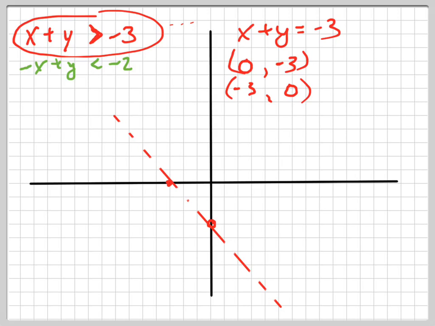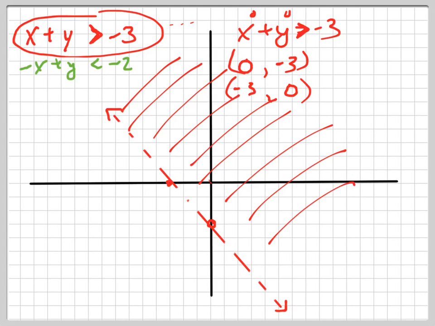And now the last thing I have to do is figure out which direction to shade it. It's either going to be shaded on everything above that line and to the right, or everything below it and to the left. The way to test it is to use a test point. I'm going to use (0, 0), which is clearly on one side of the graph. I'm plugging it into the inequality. Is 0 plus 0 greater than -3? Is 0 greater than -3? The answer is yes, 0 is greater than -3. So I'm shading everything this way for that red graph.